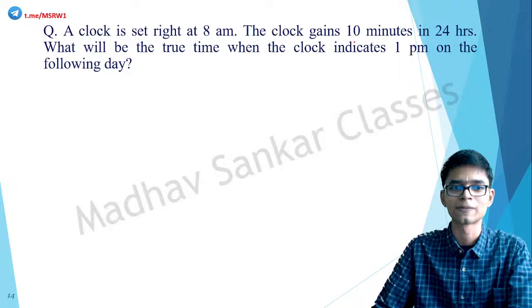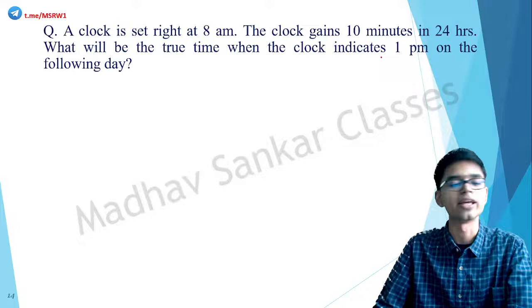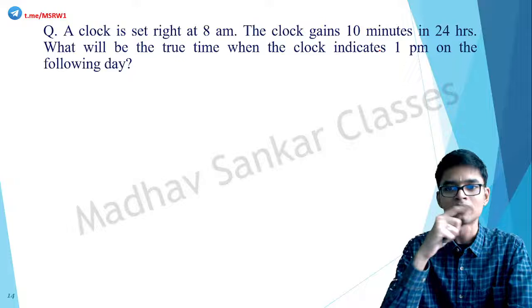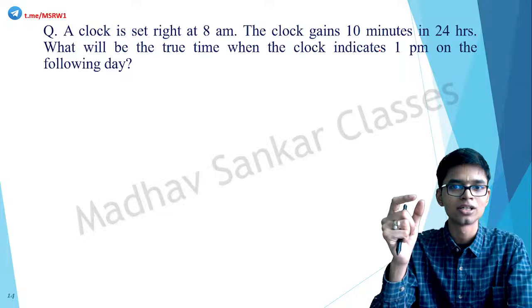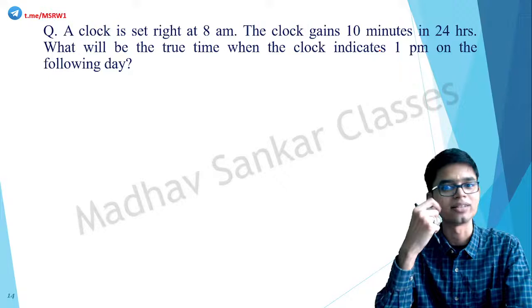What will be the true time when the clock indicates 1 p.m. on the following day? The next day, when it shows 1 p.m., what exactly is the correct time? I mean, if it is showing 1 p.m., there is slight, you know, extra time. Correct. The clock is a bit too fast. So what is the actual time? That is the question. How would you find this out?